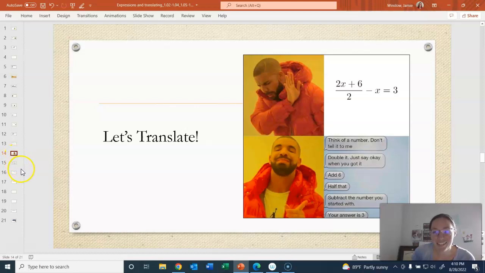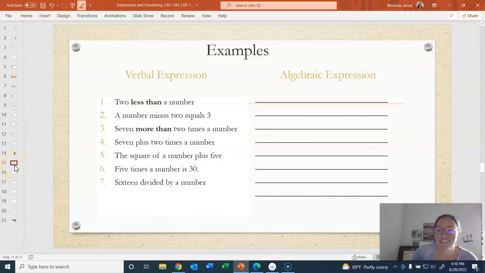All right, let's do it. Let's translate. Look at this. Think of a number. Don't tell it to me. Double it. That's this part. Just say okay when you got it. Add 6. Half that. Subtract the number you started with. Your answer is 3. So Drake is doing some translating for us. Thanks, Drake. So let's practice.